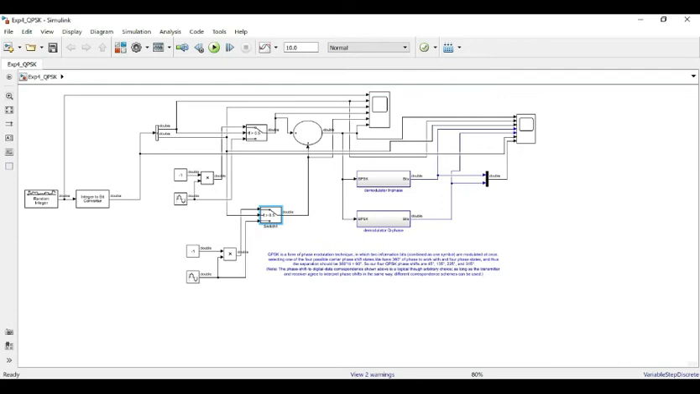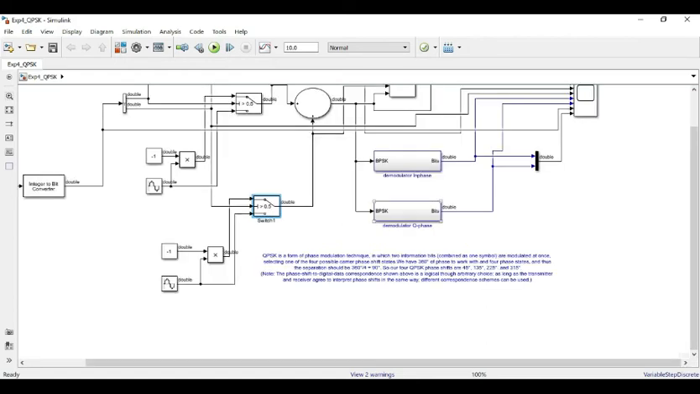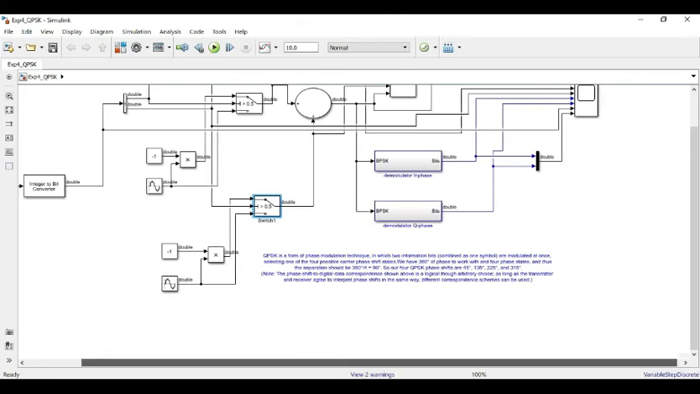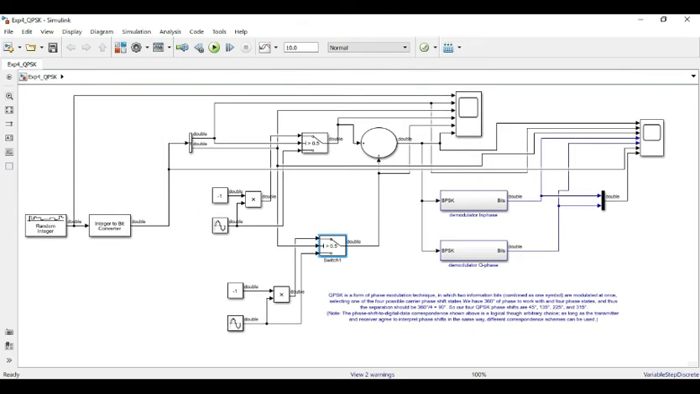What are the other names for this QPSK? It is called 4PSK, quaternary, quadrature, quadriphase. These are all the names we're going to call this QPSK. So now we look at the diagram perspective. What are the blocks that need to be connected so that we can have an input?